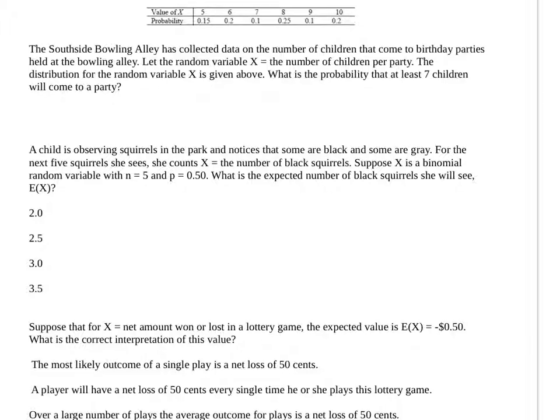So, we want to know what the probability that at least 7 children come to a party. At least 7, right? So that means 7 or more. 7 or 8 or 9 or 10. Well, all you got to do there, not too complicated, is you just need to add the probabilities associated with each of those. So it'll be 0.1 plus 0.25 plus 0.1 plus 0.2. What do you get? 0.65? That's it. That's all you got to do.